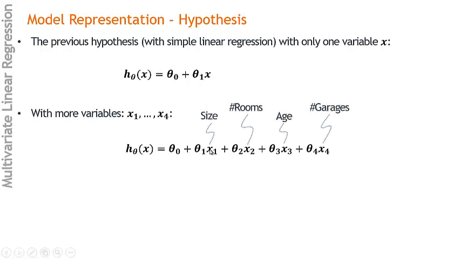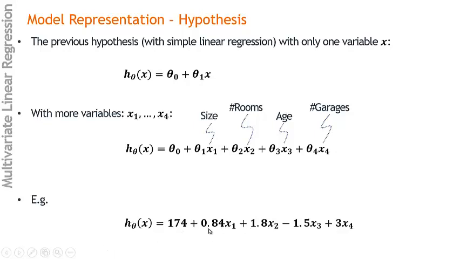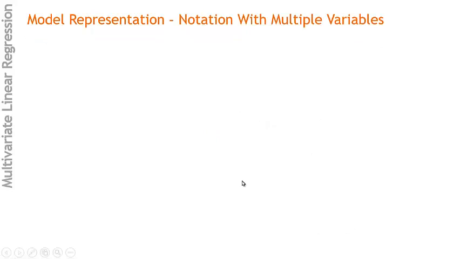And here, as we saw, x1, x2, x3, x4 represent the different aspects or features that might influence the price of the house. All right? So this would be one particular model where you predict the house price by plugging in the house size here, number of rooms here, age here, and garages here. All right. So let's make our notation more streamlined.